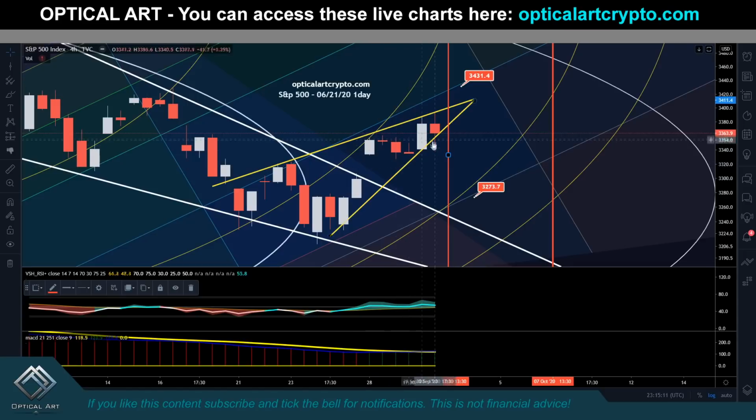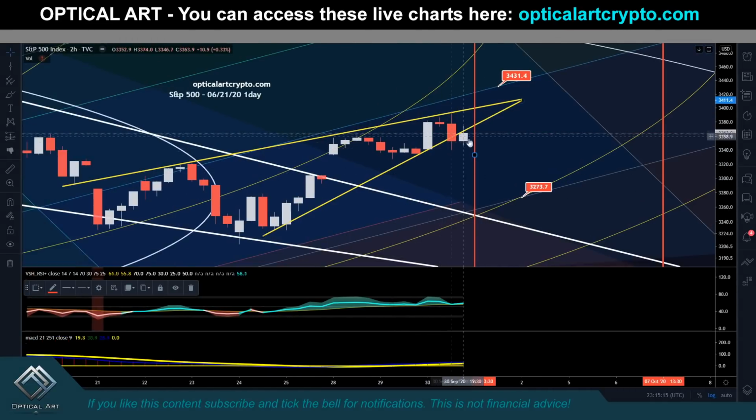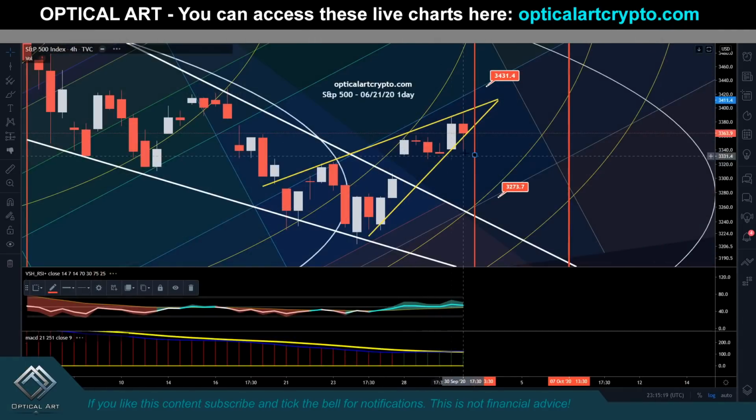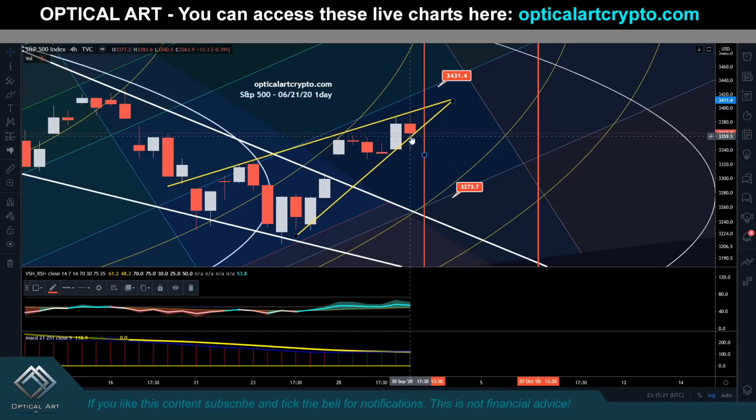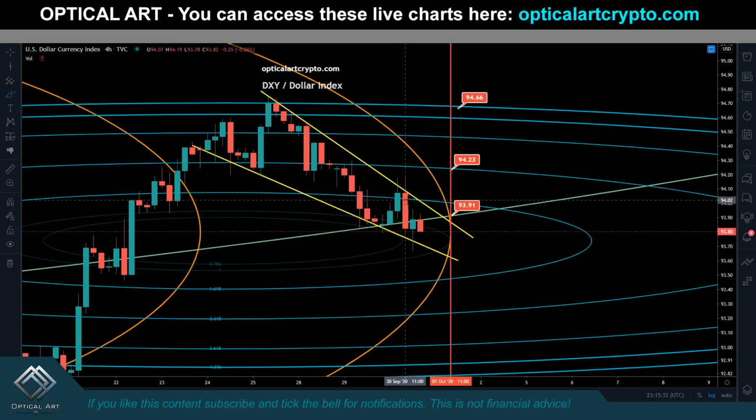Same with the S&P. If you're on the 2 hour, you'll notice that we're just a little bit below this. If you look at it on the 4 hour, we wicked right back up above this support level. So again, this represents October 1st. The S&P and the Dow are in a bearish formation, potentially breaking to the downside. That's on top of the fact that the dollar looks like it's about to break to the upside. So pay attention tomorrow morning.